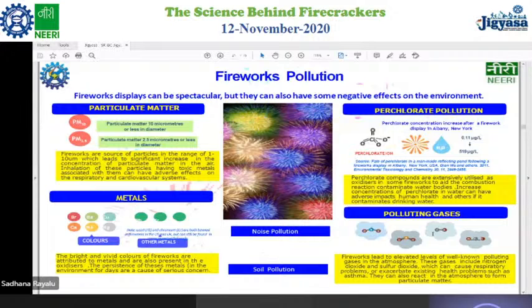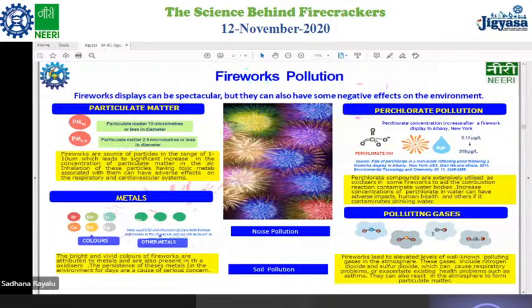So what are the pollutants which are being emitted from the fireworks? First and foremost, it's particulate matter. Any particle size which is less than 10 is of concern to us, because it leads to a lot of adverse effects on our health, especially on respiratory and cardiovascular systems. If the size of the particle is less than 2.5, we call it PM 2.5. Metals I've already talked about, oxidizers I've already talked about.